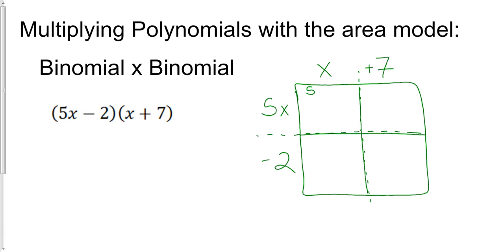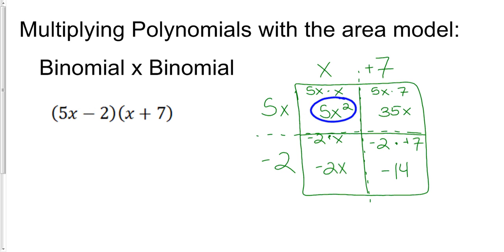So in this first box, we're going to do 5x times x, which gives us 5x squared. And then 5x times 7, which gives us 35x. In the second row, we're going to do negative 2 times x, which gives us negative 2x. And then negative 2 times positive 7, which gives us a negative 14. Once again, the answer is what's inside the box. So we have 4 terms. And you're going to notice when you do it like this, these two terms are always like terms.